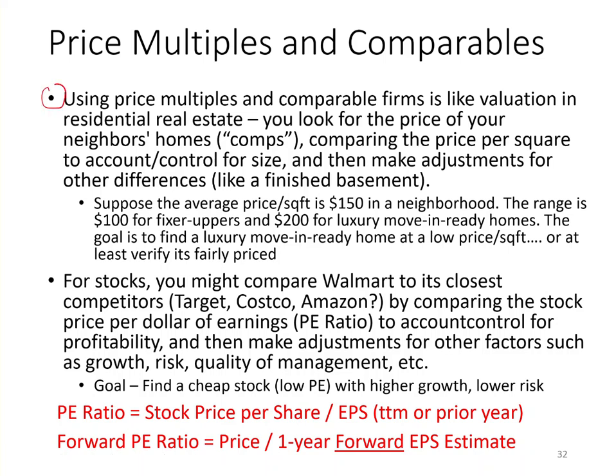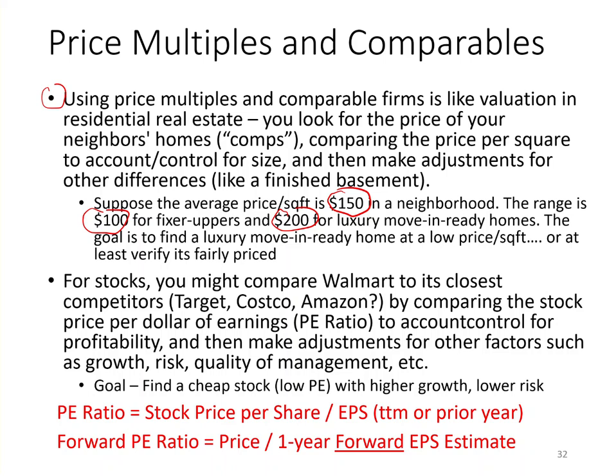Using price multiples like the PE ratio and comparable firms is like valuation in residential real estate, valuing homes. You look for the price of your neighbor's homes, we'll call those the comps, comparing the price per square foot to control for size, and then make adjustments for other differences like a finished basement or an updated kitchen. So suppose in a particular neighborhood, the average price per square foot is $150. The range is $100 per square foot for, we'll call those fixer-uppers, and $200 per square foot, and we'll call those move-in ready luxury homes.